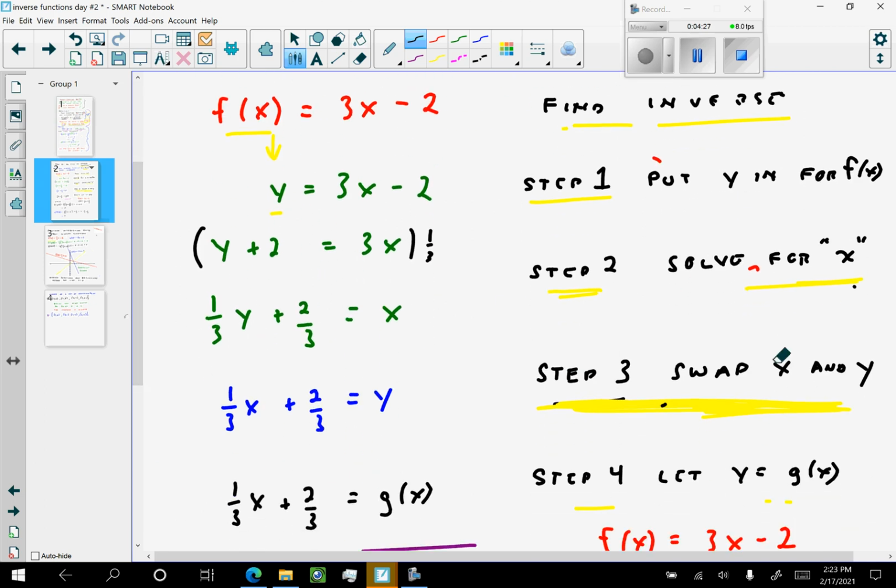What are you going to do now? Now, this is an important step. All you're going to do is swap the x's and the y's. y's become x's, x's become y's.